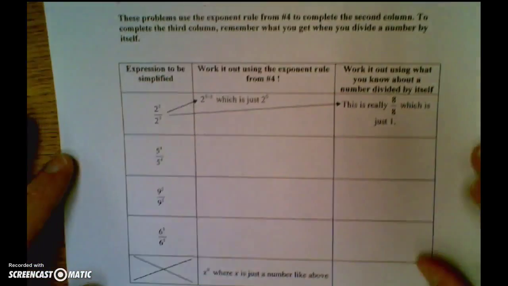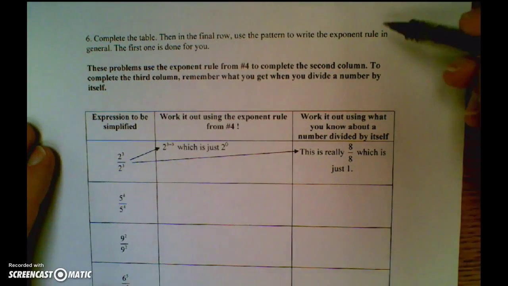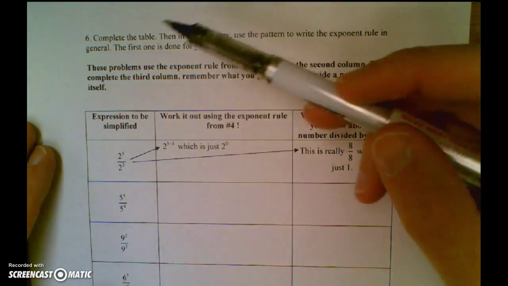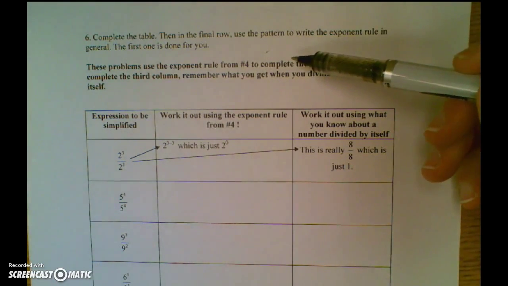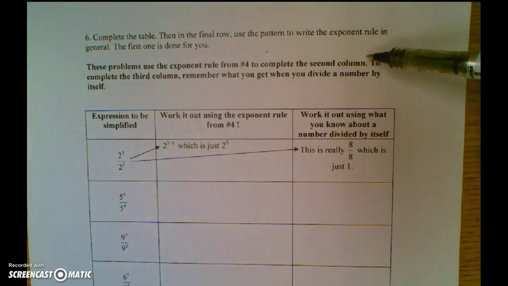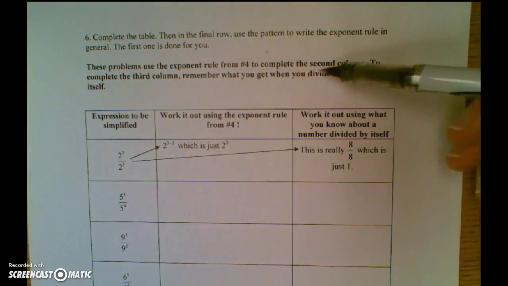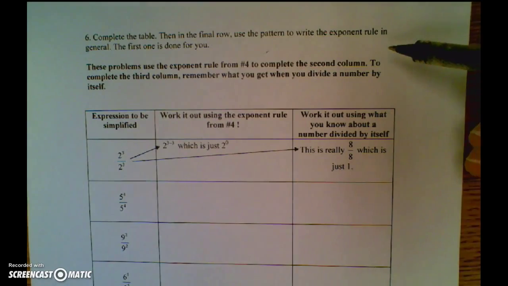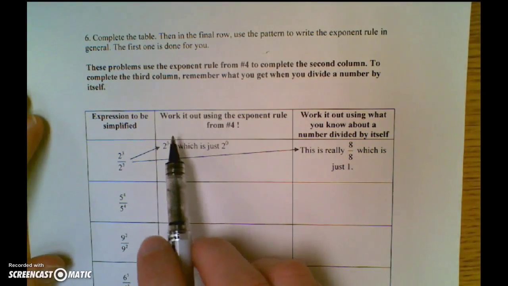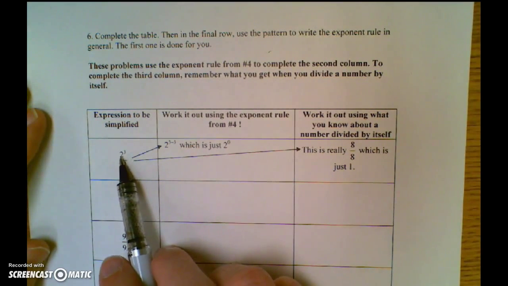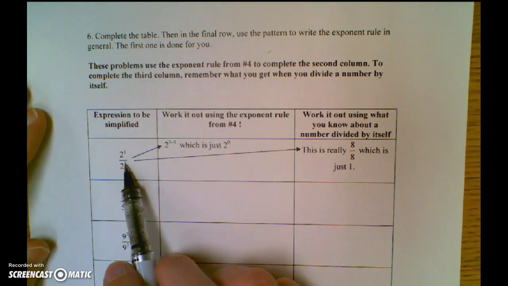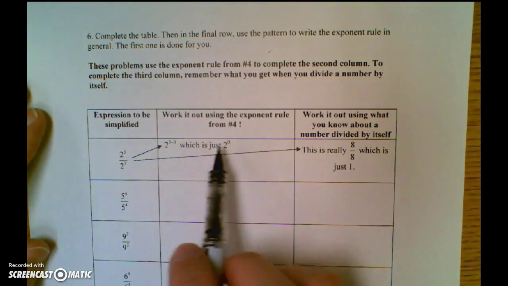Okay, last one. This is going to explain why something to the 0 power really turns out to be 1. So same idea. We'll expand and then we'll come up with a pattern. So these problems use the exponent rule for number 4, which is the page we started off with in this note video, to complete the second column. To complete the third column, remember what you get when you divide a number by itself. Alright, so let's use the exponent rule for number 4. So if I had a number raised to a power over the same number raised to a power, I could subtract and then get my exponents.